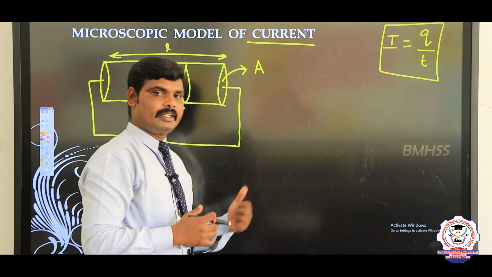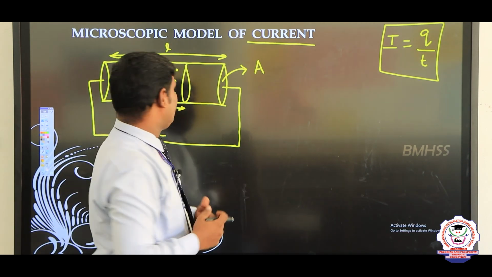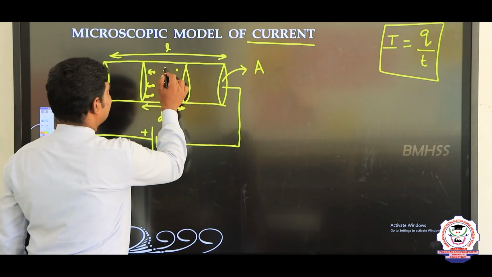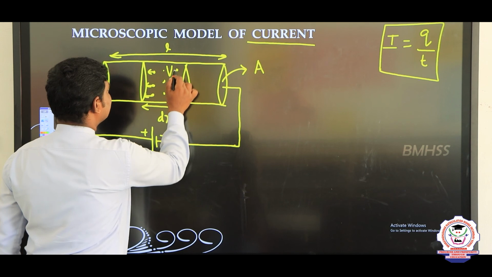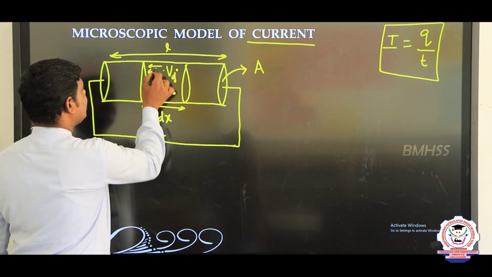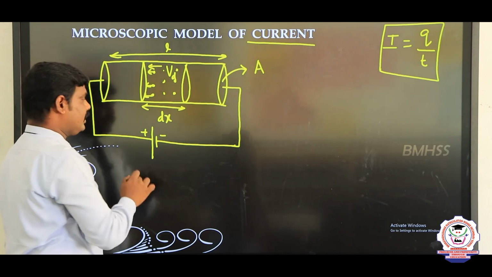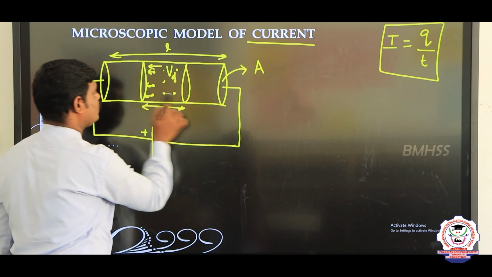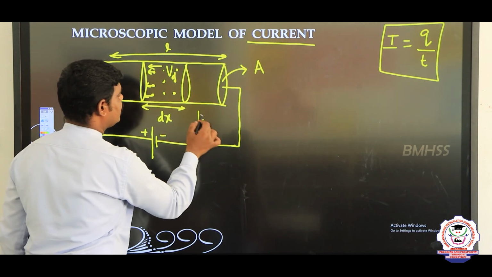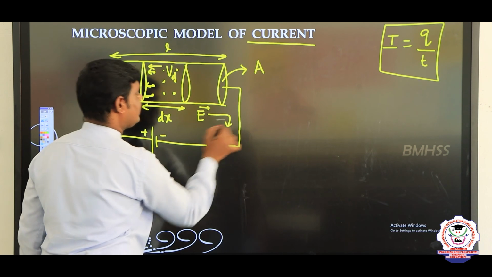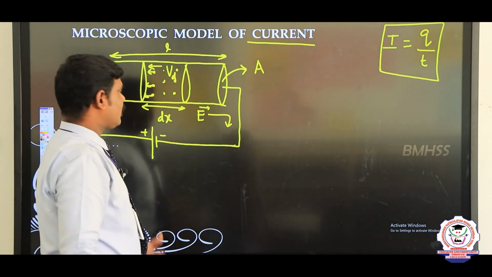This we already know. Now the drift velocity direction is along the electrons' moving direction. This is the direction of drift velocity. But the electric field always moves from the positive terminal to the negative terminal. So this is the electric field direction.